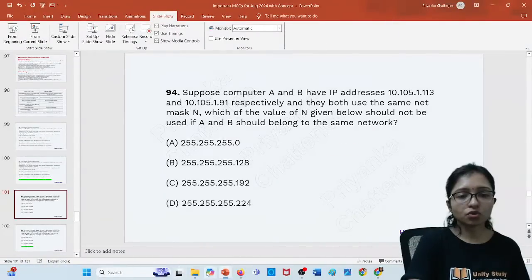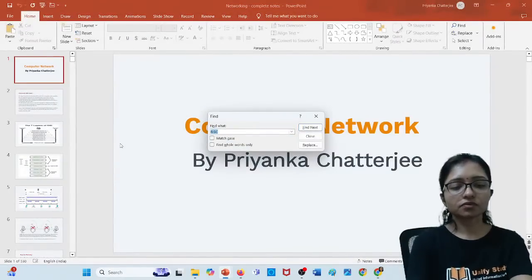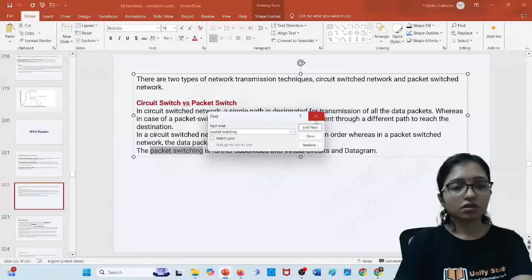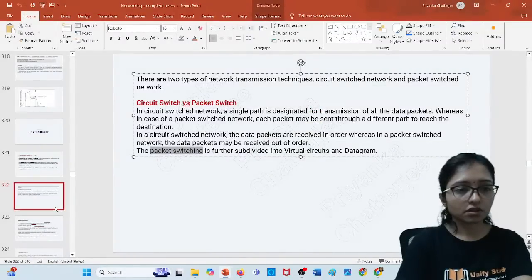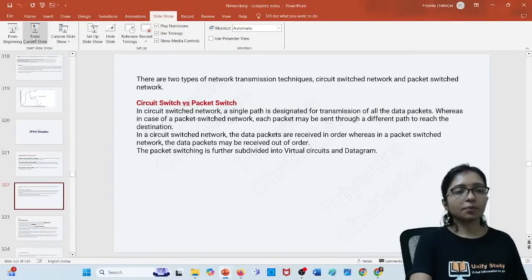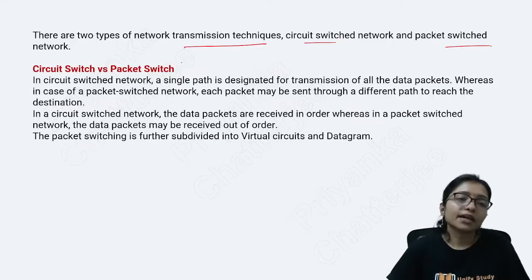Maybe I forgot to add that slide. I am showing you from my notes only. Here you can see the difference between circuit switching and packet switching. There are two types of network transmission: the circuit switch network and the packet switch network. Circuit switch versus packet switch, what is the main difference?